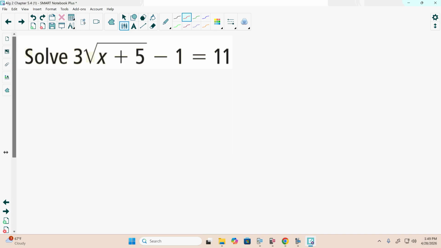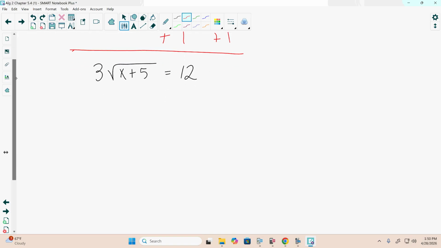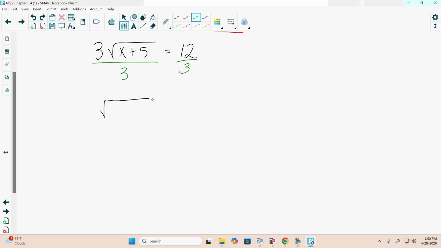All right. What would we do first? We need to get the radical by itself since we just have 1. And that'll tell us 3 times the square root of x plus 5 is equal to 12. What would we do next? Divide both sides by 3. Giving us the square root of x plus 5 is equal to 4.